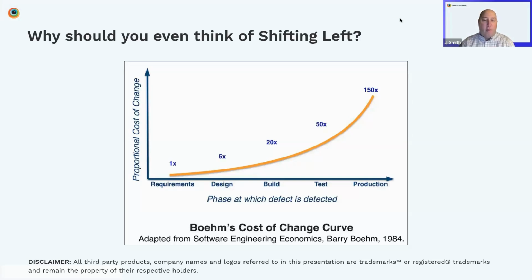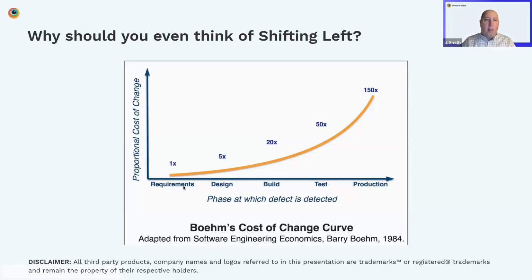If we identify it and remediate it in the development process or building process, it's 20 times more expensive. In testing, 50 times, and then once it's in production, 150 times. I don't know about the numbers. These are maybe a little imaginary numbers, but the principle, I think, is very sound.